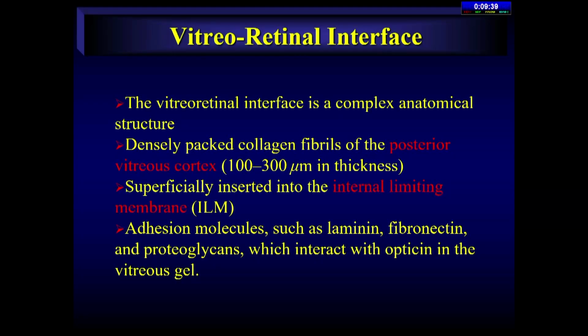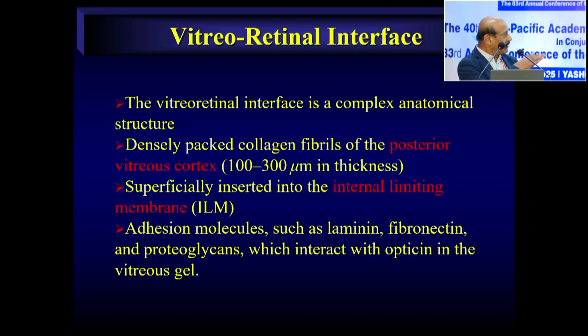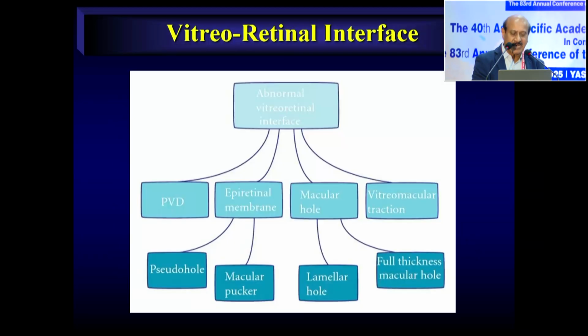What is the vitreoretinal interface? It is the most posterior part of the posterior hyaloid layer and internal limiting membrane. The interface is always very thin, 100 to 300 microns, and a lot of disorders can happen in this. I listed all the disorders here, but I will discuss some of them, from PVD to epiretinal membrane to macular hole, pseudo hole, and full thickness macular hole.